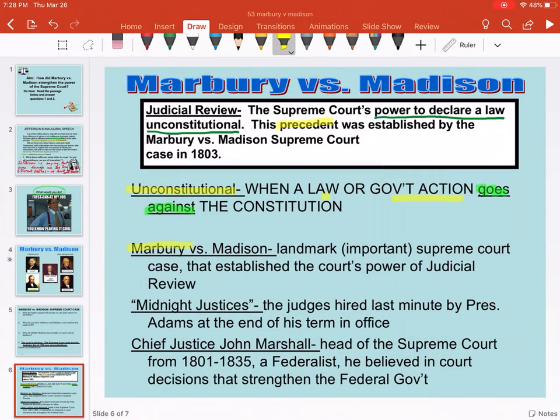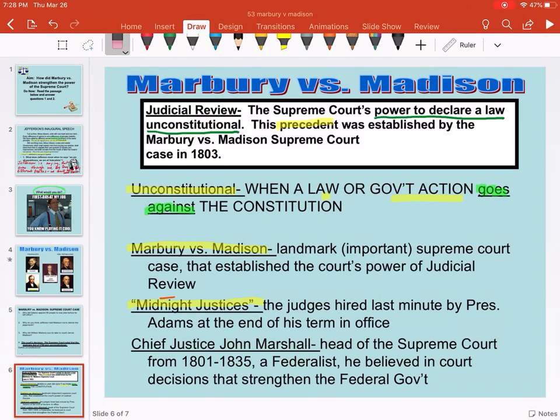Today's new case is Marbury versus Madison. It is considered a landmark case, an important case, a noticeable Supreme Court case because it established that power of judicial review for the court. The midnight justices. This is the cool part of the case.